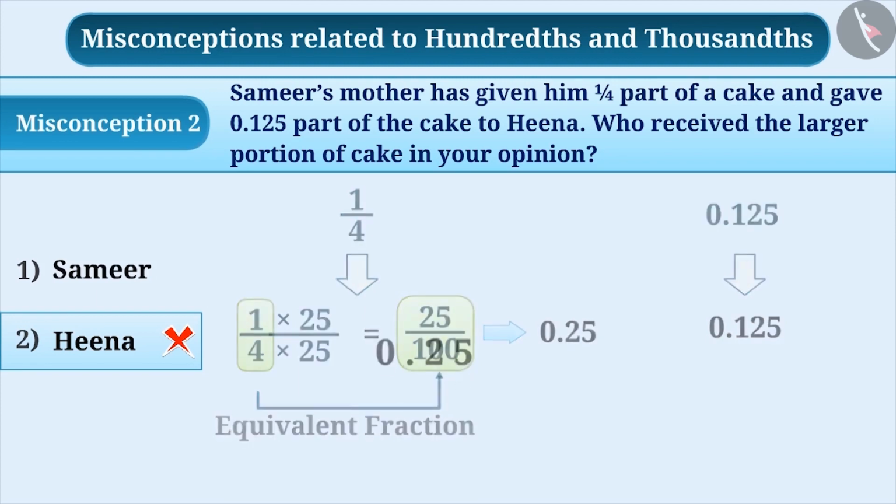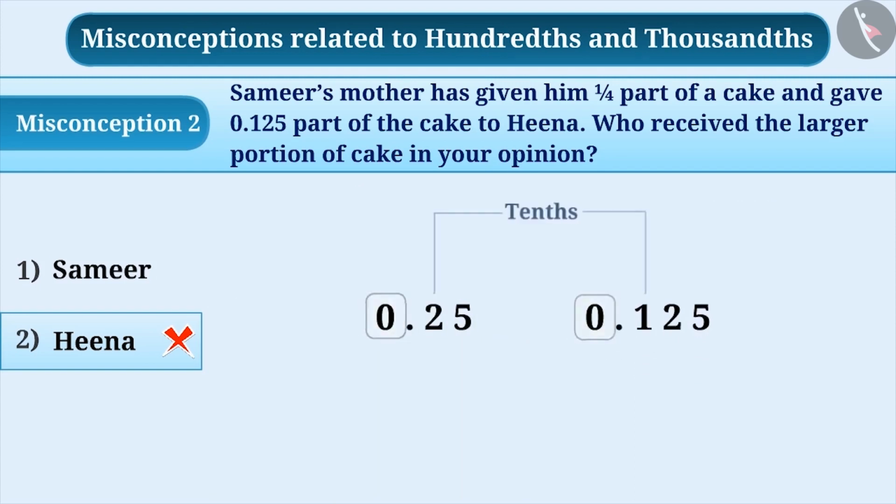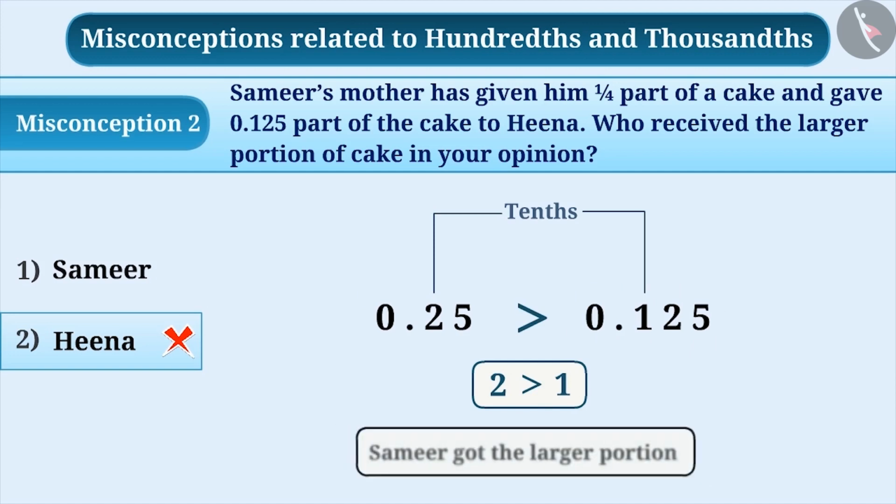Now, we will compare 0.25 and 0.125. Here, the whole part is equal in both numbers. So, we will compare the digits at tenths place. Since 2 tenths is greater than 1 tenth, it is clear that 0.25 is greater than 0.125. Therefore, we can say that Samir has received a larger portion. So, option 1 is the correct answer.